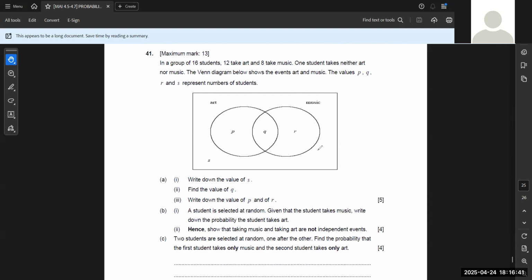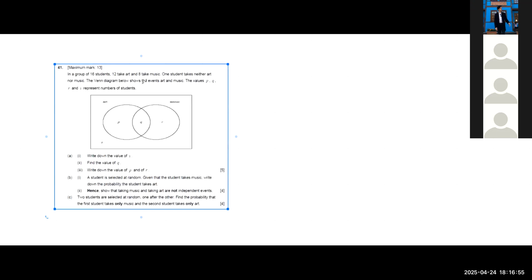So another independence question. Maybe let's take it to the whiteboard. Can you tell me what the values for the first parts are? Give me a second, because I don't want to do that part again. So for S, Q, and P and R, what are the values?